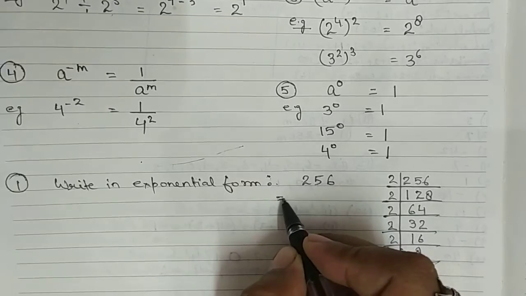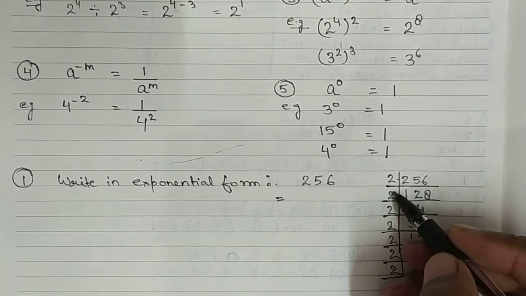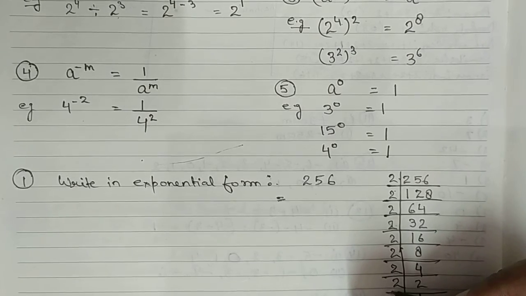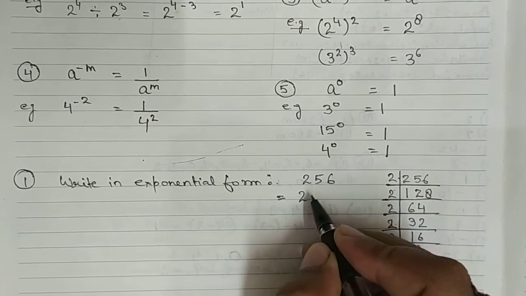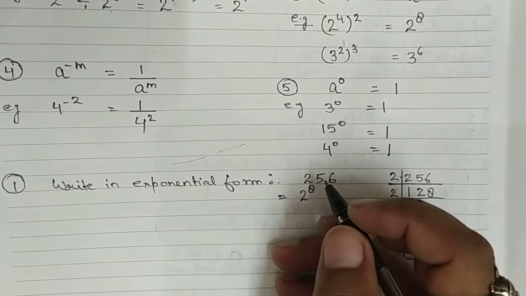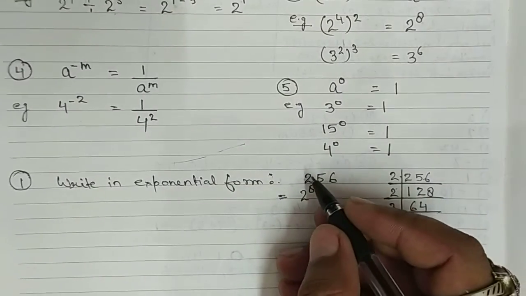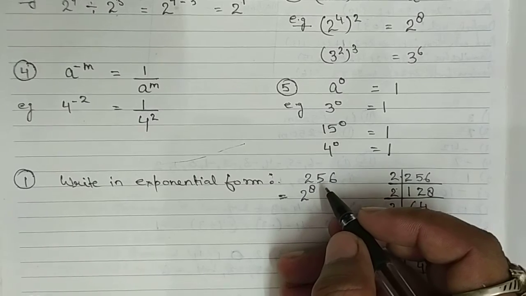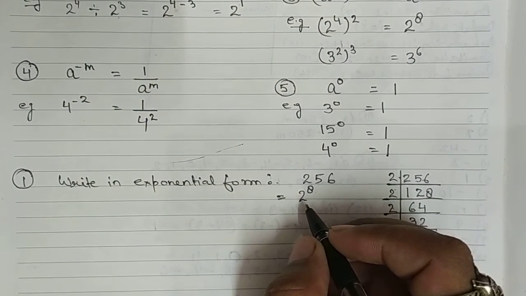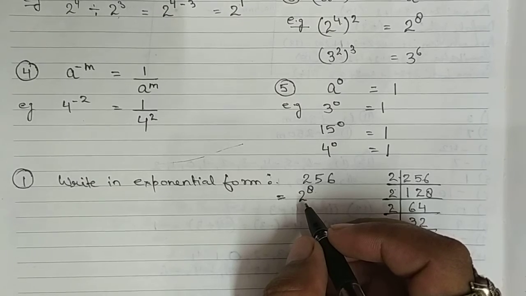Now we have to just count and write it. 1, 2, 3, 4, 5, 6, 7, 8. 2 to the power 8. See how this 256 has been written in exponential form. Clear?